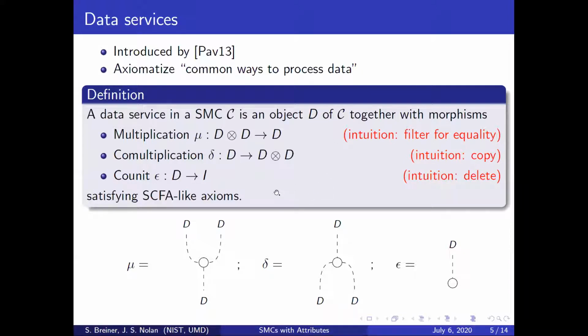And this all ties into one grounding application being to the category of sets and partial functions, in which every object has a natural data service structure, or maybe I shouldn't say natural because that's a bit of a technical term in category theory, but every object has a canonical data service structure, but this is typically not unital.